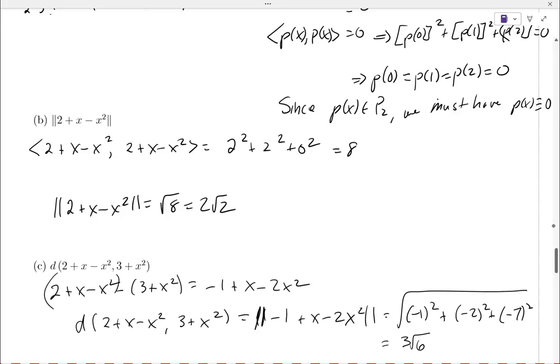I don't really care if you simplify the square root or not. Calculators will do that for you. And the way I wrote that, it looks like I kind of wrote the cube root of 6, which is not. It's 3 times the square root of 6. What questions do you have on that?